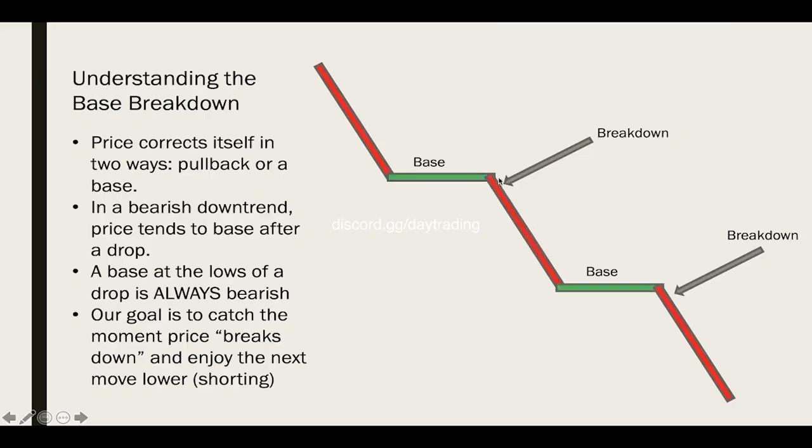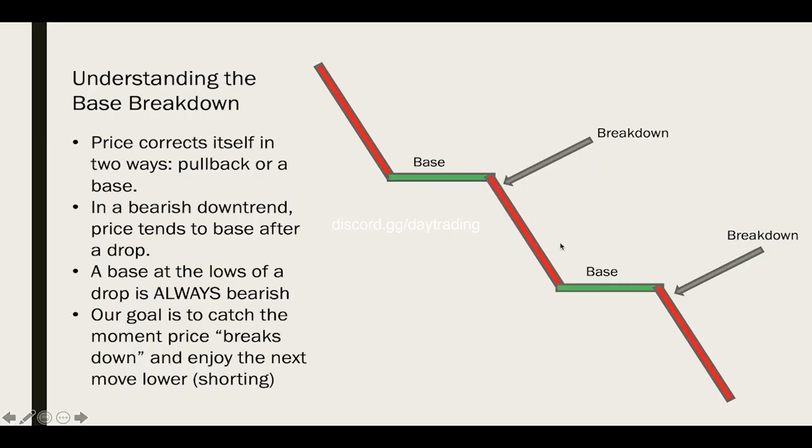We short it. We have a nice move lower. We short it right here once it's breaking below this base. That's why it's a breakdown. We have a drop, and then we start to base again at the lows of this drop, and we have another breakdown here where we're trying to enter when price is breaking down out of this bearish consolidation. Like I said, guys, our goal is to catch the moment price breaks down and enjoy the next move lower, and we're shorting it.